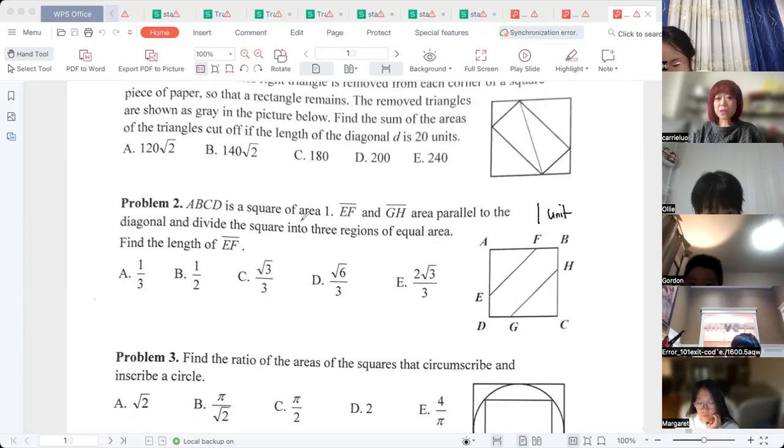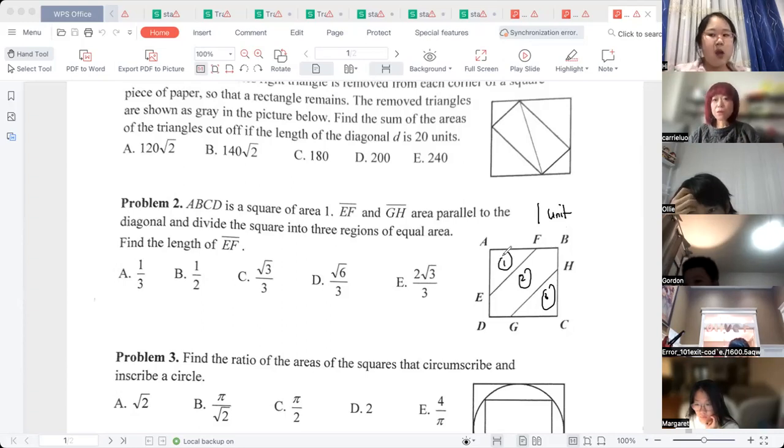Okay, so EF and GH are parallel to the diagonal and divide the square into 3 regions of equal area. That means EF and GH cut the square ABCD into 1, 2, and 3, and these 3 parts are equal to each other. Get it? Divide the square into 3 regions of equal area. Find the length of EF.